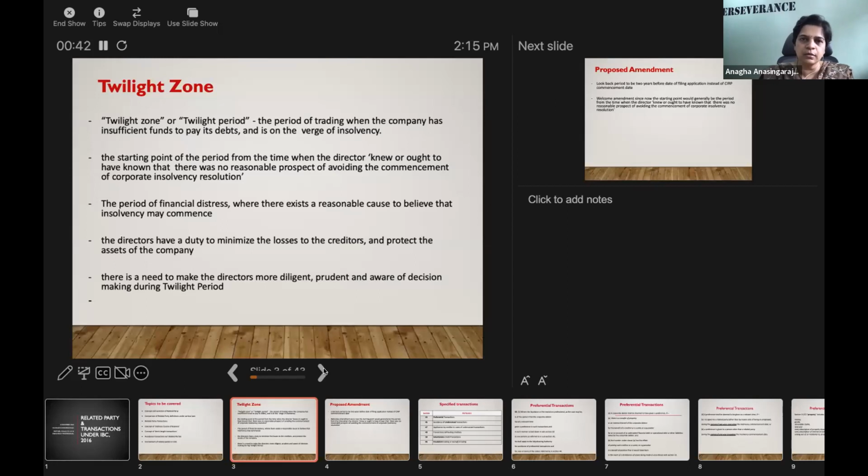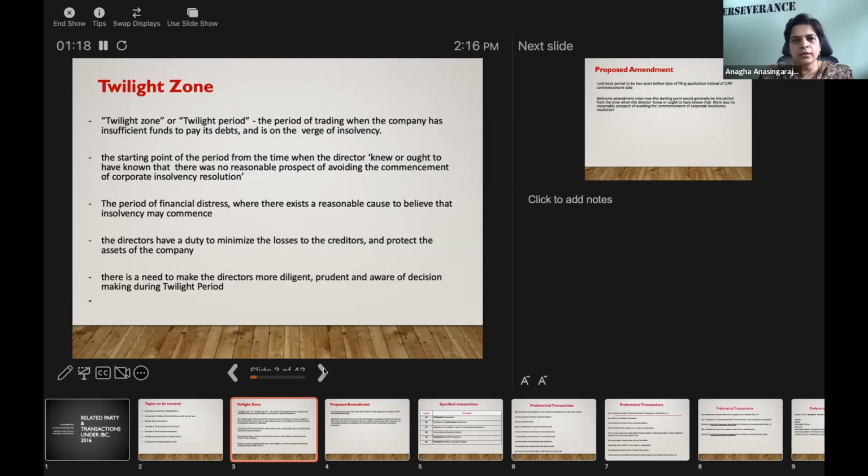So this may be a case where the insolvency has not yet started, of course, but some period before that. Maybe the application may or may not have been filed with the NCLT, but this is the starting point of the period from the time when the director knew or ought to have known that there was no reasonable prospect of avoiding the insolvency. So maybe there's a default, the bank has sent notices and is on the verge of initiating section 7. Then that is the point when the director knows that there is no way of avoiding this insolvency.